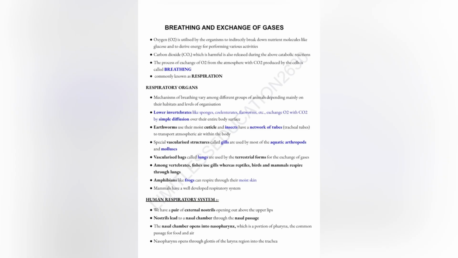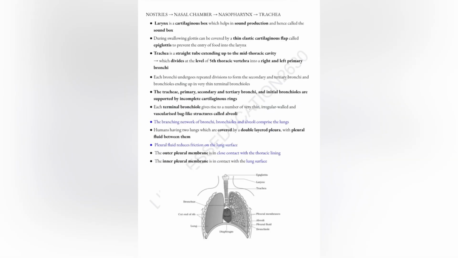Human respiratory system. We have a pair of external nostrils which open above the upper lip. Nostrils lead to a nasal chamber through the nasal passage. The nasal chamber opens into the nasopharynx, which is a portion of the pharynx, the common passage for both food and air. Nasopharynx opens through the glottis of the larynx region into the trachea. For your better understanding, the order will be nostrils, then nasal chamber, then nasopharynx, then trachea.